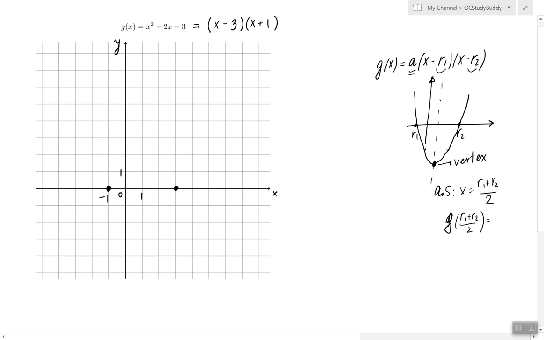And the intercepts are at -1 and 3. So we can find the axis of symmetry by finding the average of -1 and 3, which is 1. So that means we have an axis of symmetry at x equals 1. That means the vertex is somewhere on the axis of symmetry. So let's find it by computing g of 1. g of 1 is 1 minus 2 minus 3, which is -4.